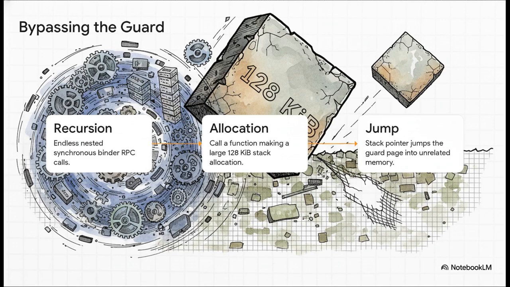Step 2, right at that edge, they call a specific system function that demands a massive chunk of memory all at once. In this case, a 128 kilobyte allocation. Step 3, because that massive 128 kilobyte demand is so much larger than the 16 kilobyte safety net, the stack literally jumps right over the guard page entirely. It lands in unrelated, unprotected memory, and the safety net never even knew it was breached.